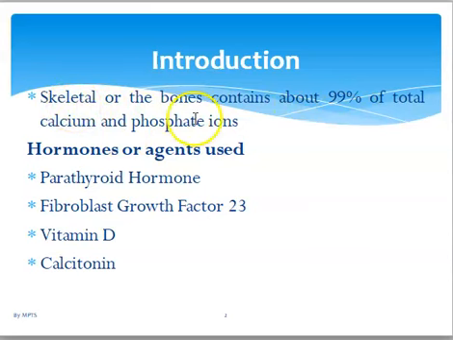The hormones which we shall be discussing, or the agents, are the parathyroid hormone, FGF23, or fibroblast growth factor 23, which is responsible for phosphate metabolism, vitamin D, and of course calcitonin. This is an inhibitor of the PTH, the parathyroid hormone.